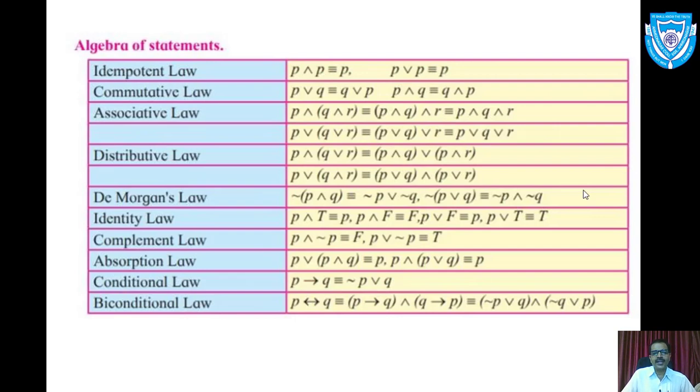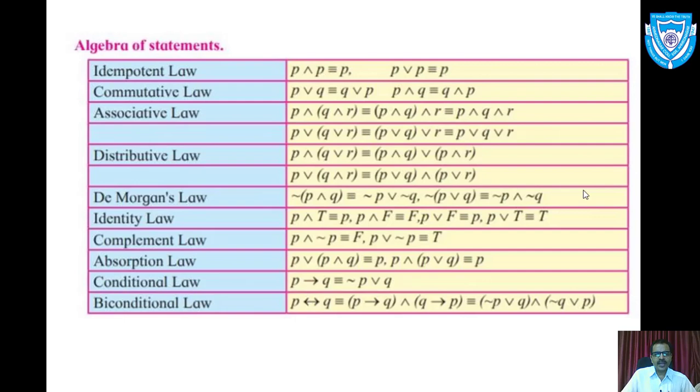After that, the complement law. P and negation of P is F. F stands for contradiction. P or negation of P is equivalent to T. T stands for tautology. Absorption law: P or (P and Q) is equivalent to P. Second absorption law: P and (P or Q) is equivalent to P.